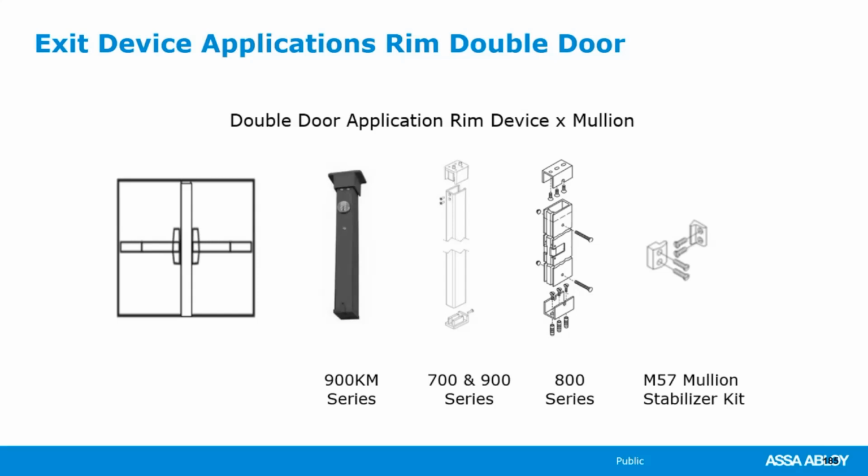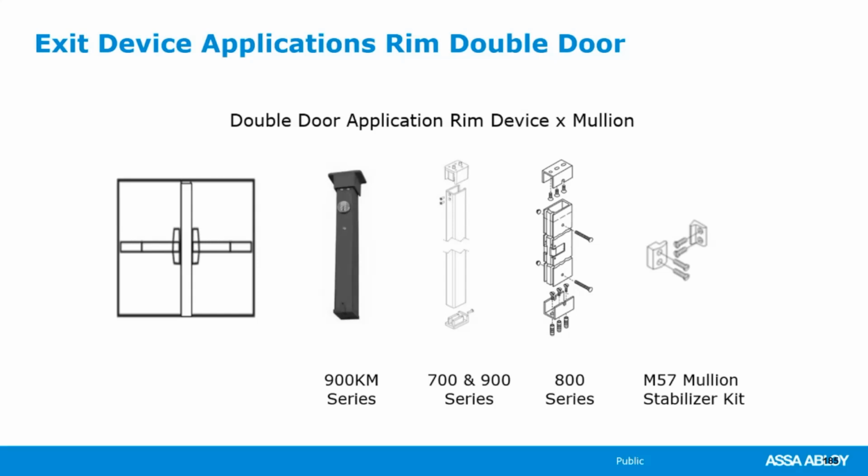And I show you that M57 Mullion Stabilizer Kit. We recommend those with especially tall openings or the aluminum mullion. And what that does is it interlocks the mullion to the door itself. That way you can't get any sway. We talked about that pull force test that they do with the device for certification.